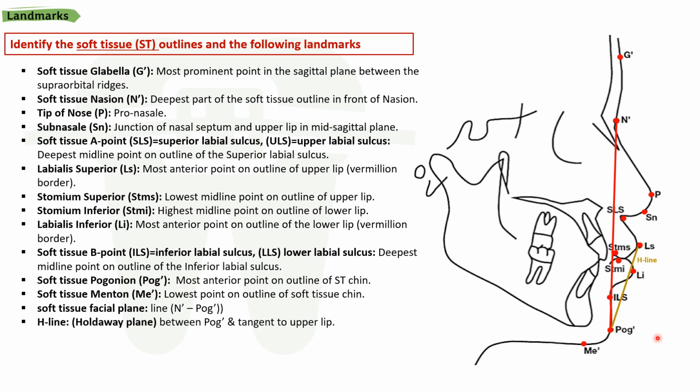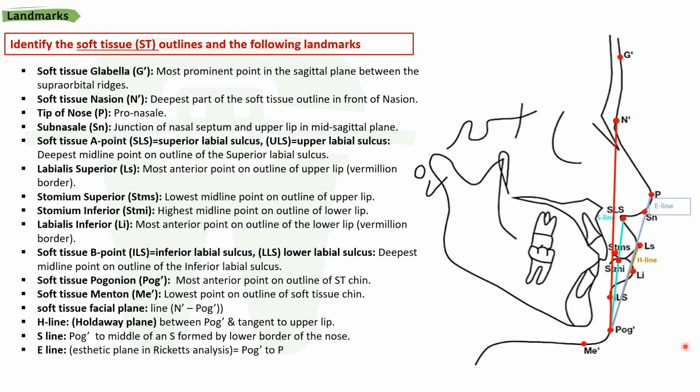H-line, or the Holdaway plane. It is a line between pogonion dash, which is the soft tissue pogonion, and a tangent to the upper lip. S-line extends from pogonion dash, the soft tissue pogonion, to the midline of an S formed by the lower border of the nose. The E-line, or aesthetic plane, in Ricketts' analysis, extends from pogonion dash to the P point.